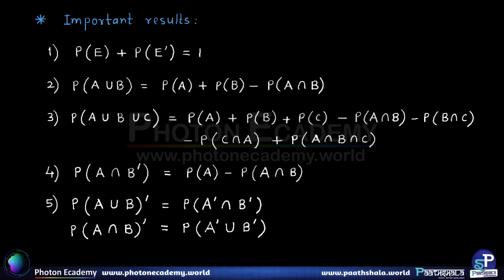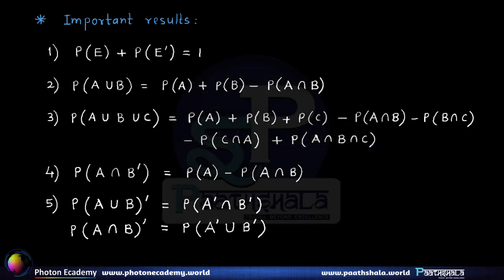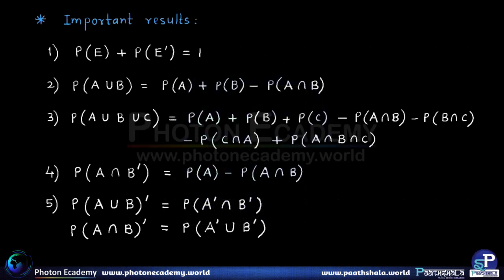Alright, the first one is P of E plus P of E dash is equal to 1. Now this is evident because the region indicating the event E and the region indicating E complement together will definitely make up the sample space, and there is nothing common between these two, so therefore their probabilities will add up to 1.